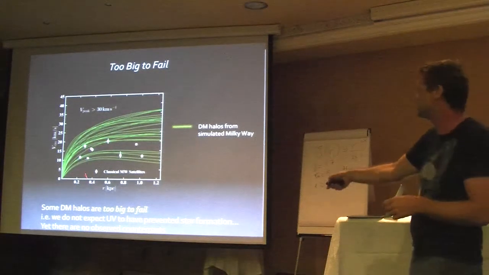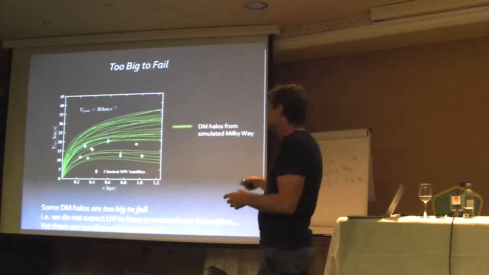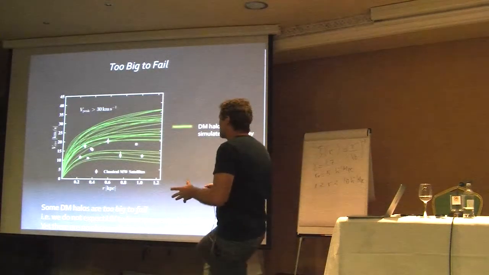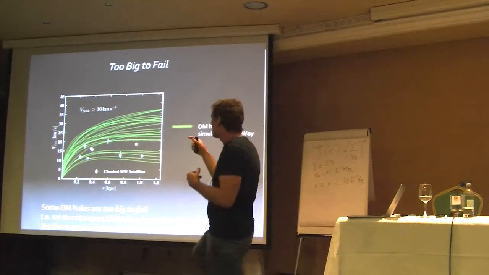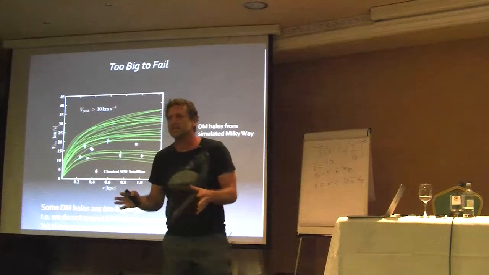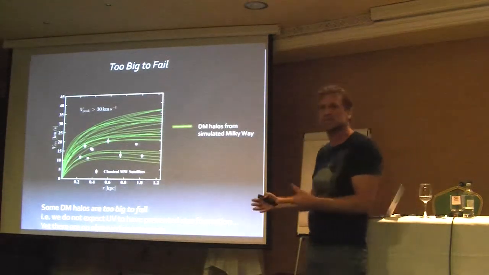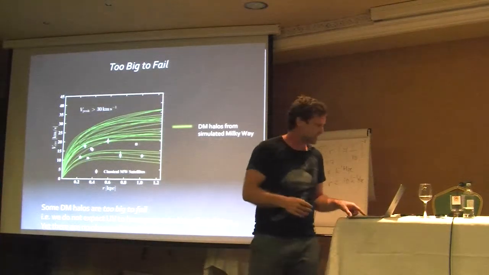So these are the local group dwarf galaxies in white, and these are the Milky Way satellite halos from a simulation. And you can see there's all these halos that don't seem to host any dwarf galaxy. They're more massive than you would expect UV radiation to have an effect, and so we call them too big to fail. They don't seem to be hosting galaxies.